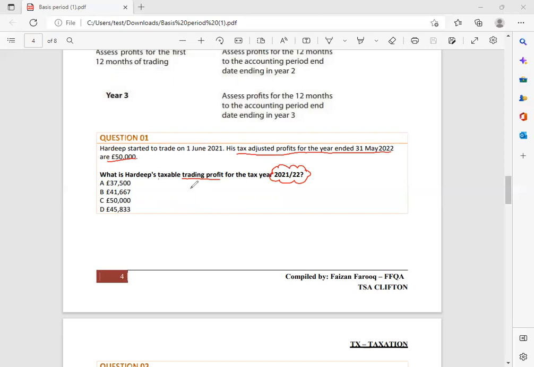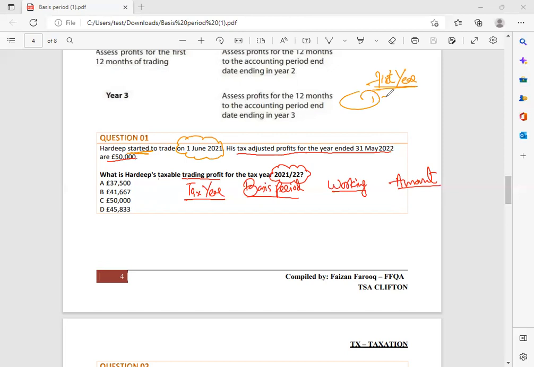The format is, you can see, the first column is tax year, the second column is basis period, the third column is working, and the last column is amount. Four column format. How to apply it, very carefully. He started the trade, it's mentioned, right or wrong? Right. So it's first year. First year rule was date of commencement to the very first 5th April. How to apply? We will learn now. What is date of commencement? Can you tell me?